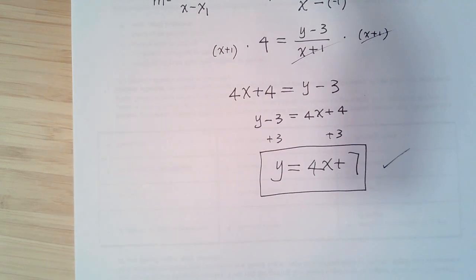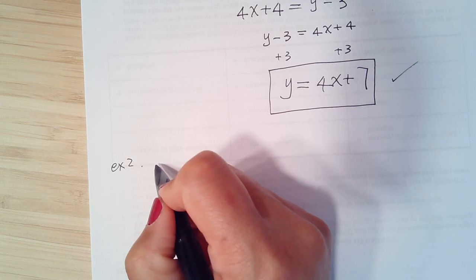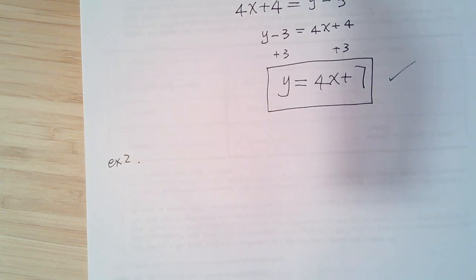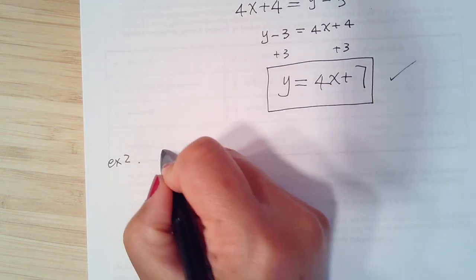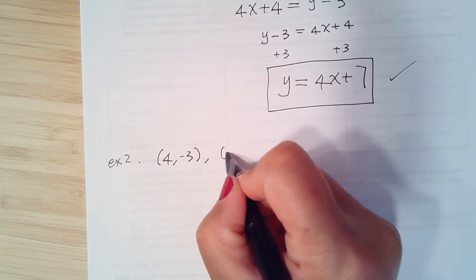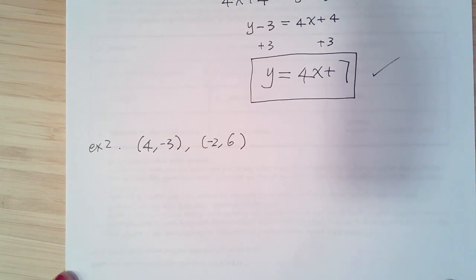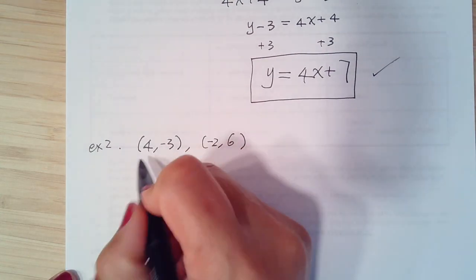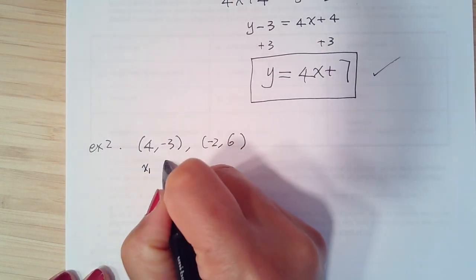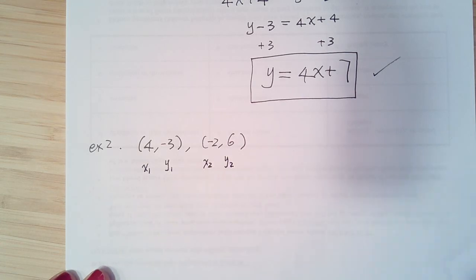Now I'm going to work on the next one, my exercise number 2. I ask you to give me the equation of the line that passes through 4, -3, and -2, 6. Once you're given 2 points, you can just leave yourself a little note. You don't have to, but I think I just write it here, easier to remember.